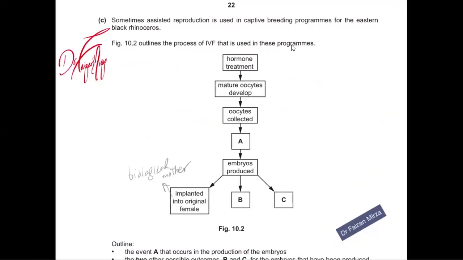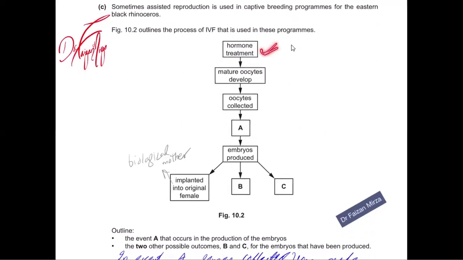This is where the question becomes much more interesting. In fact, sometimes assisted reproduction is used in captive breeding programs for the eastern black rhinoceros. The question outlines the IVF program: hormone treatment, and mature oocytes develop. This is basically done to superovulate the female animal, so she ends up producing a lot of eggs. The oocytes are collected and then event A occurs, and the embryos are produced. The embryos are implanted in the original female, which means the biological mother, or in B or C.